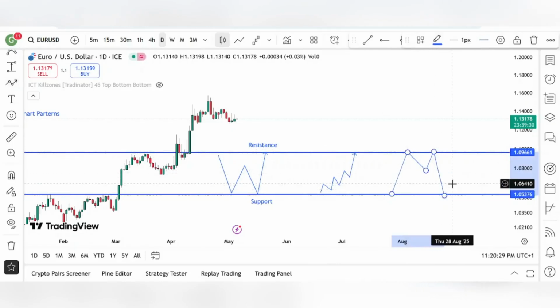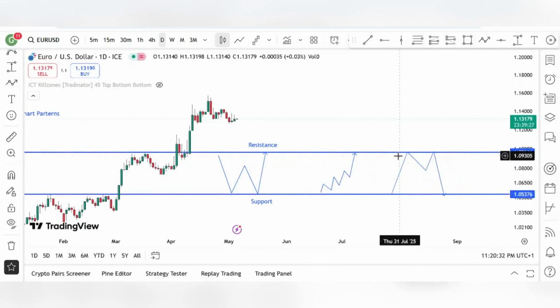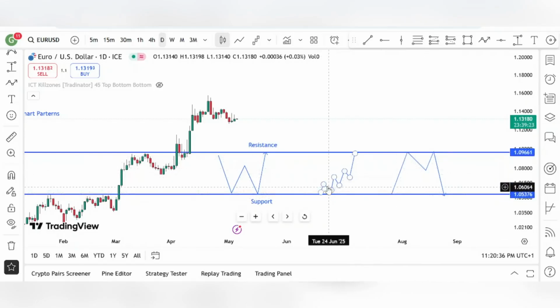So this is, what now, the head and shoulders pattern. Sorry, this is a double top. So now we first have a moving uptrend. This is an uptrend. What is the characteristic of an uptrend? Higher highs and higher lows.